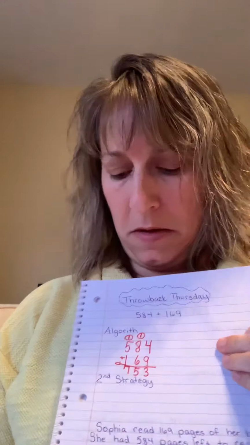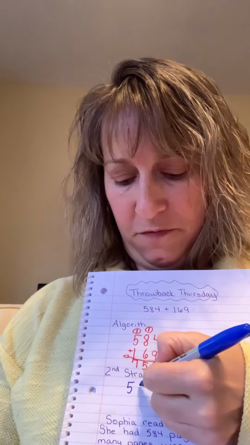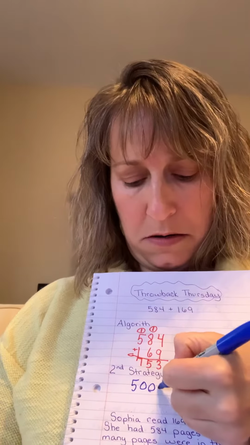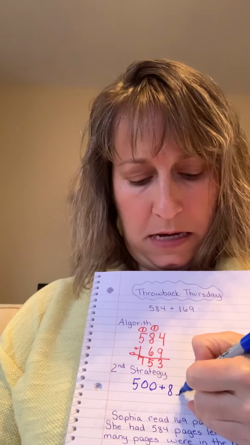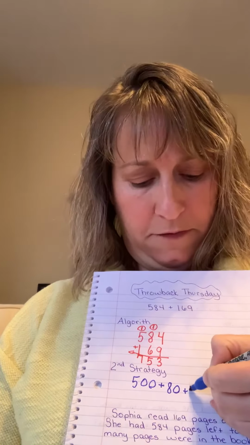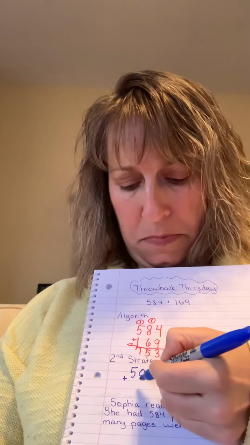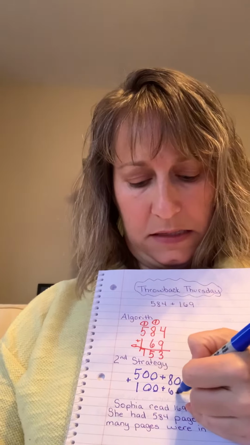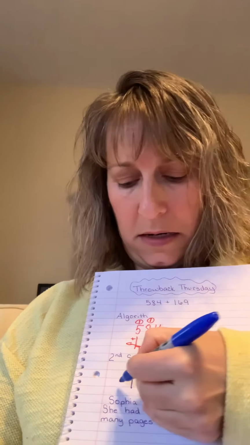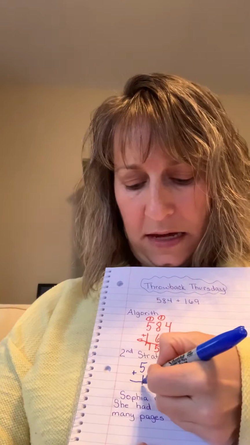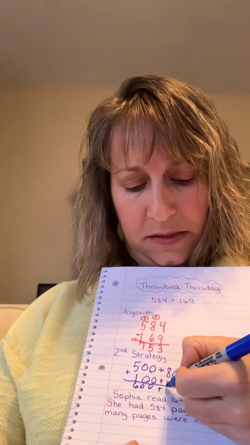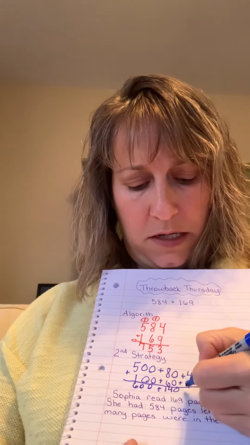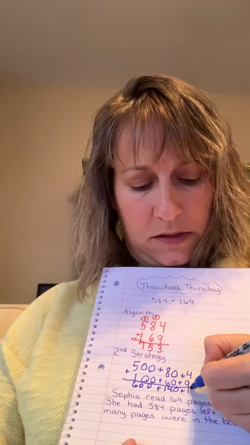So, for expanded form, I'm going to have 500 plus 80 plus 4 plus 100 plus 60 plus 9. When I add those together, I get 600 plus 8 plus 6 is 14, so this is 140. 4 plus 9 equals 13.